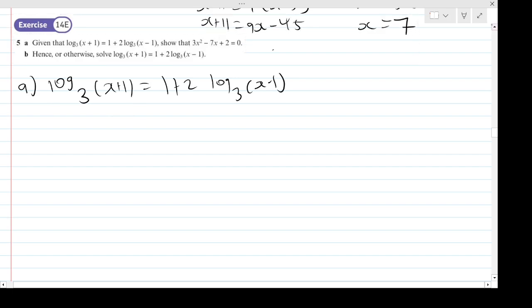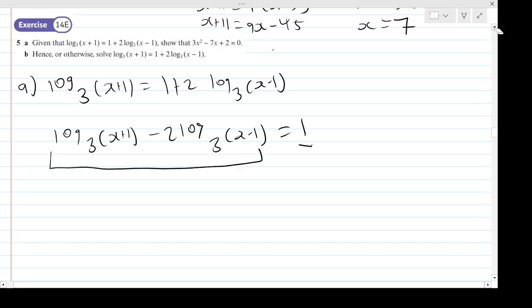So firstly, I'm going to bring all the logs to one side. I've got this 2 log 3 of x minus 1. I'm going to bring it to the left by subtracting 2 log 3 of x minus 1. So log 3 of x plus 1, take away 2 log 3 of x minus 1, and that just leaves me 1. The idea is all the numbers with no logs on one side and all the log terms on the other. Because now I've got all the logs, I can combine them as one single log and solve there.